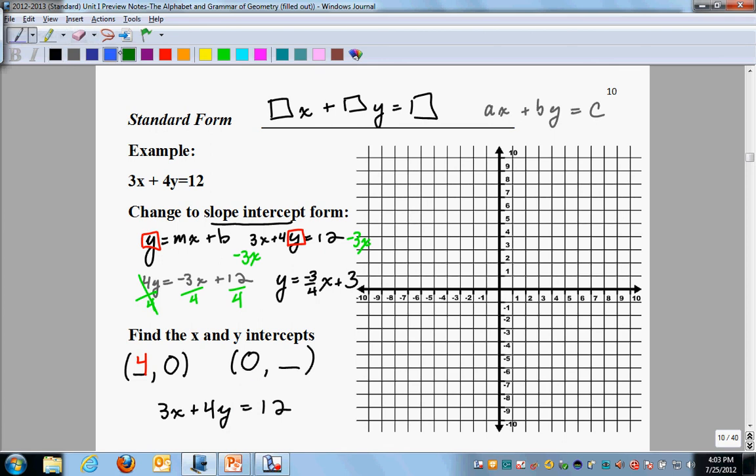And in this one, we're going to put a 0 in the x. We say goodbye to this to solve for y. So we have 4y equals 12. Divide both sides by 4 mentally. And we get y equals 3 in this case.